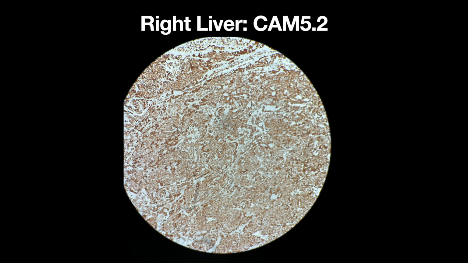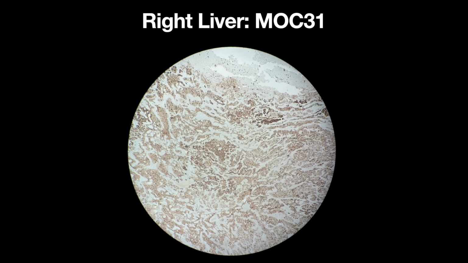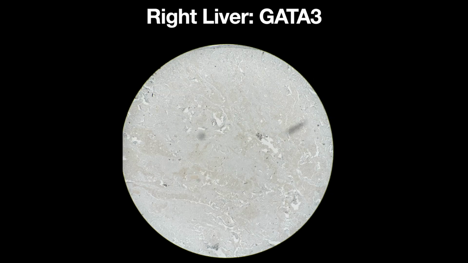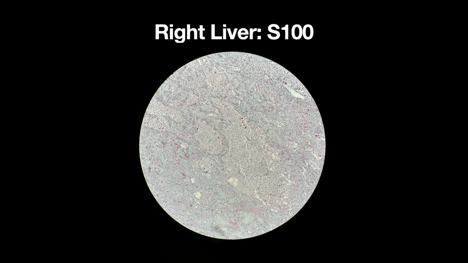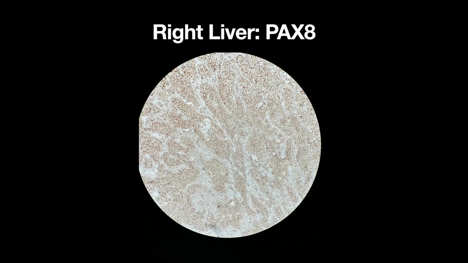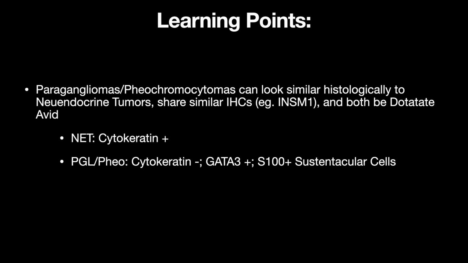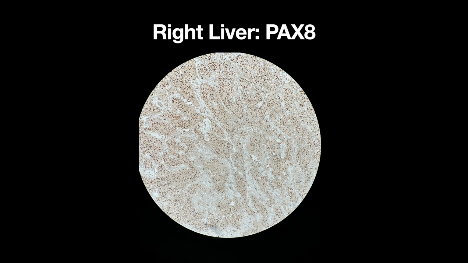CAM5.2, this is just a low molecular weight cytokeratin, was positive. AE1, AE3 was positive. MOC31, another cytokeratin marker, was positive. GATA3 was negative. S100 was negative. And PAX8 was done, and it was positive. And PAX8 helps distinguish pancreatic well-differentiated neuroendocrine tumors from other well-differentiated neuroendocrine tumors, suggesting that this tumor originated from the pancreas and metastasized to the liver.